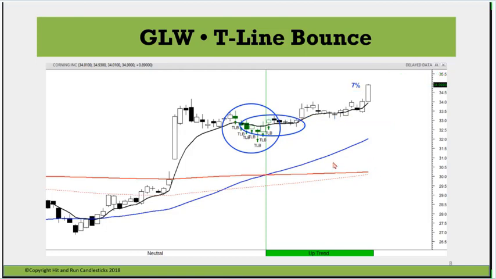All right, one thing I didn't do that I think I need to, and I do apologize, I skipped right over it. I mentioned the word T-line. I want to share with everybody what the T-line is. It's that line right there. That is the 8 exponential moving average. This blue line right here, that's the 50-day simple moving average. That red line right there, that's the 200-day simple.